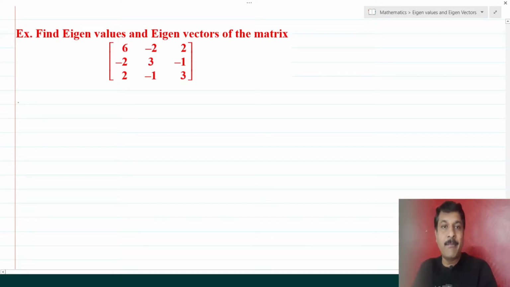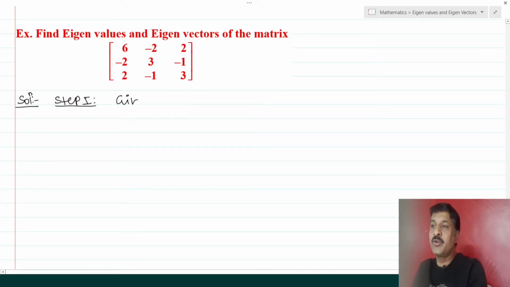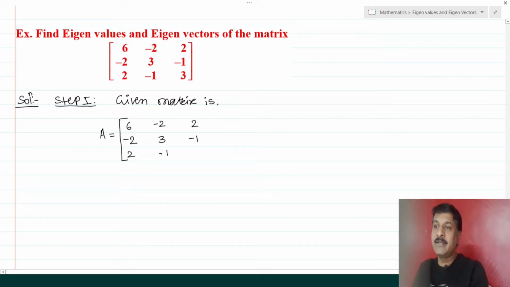Now next example, find eigenvalues and eigenvectors of the matrix 6 minus 2 2, minus 2 3 minus 1, 2 minus 1 3. Solution. Step number 1, which is for eigenvalues. Given matrix you denote by A, it is 6 minus 2 2, minus 2 3 minus 1, 2 minus 1 3.